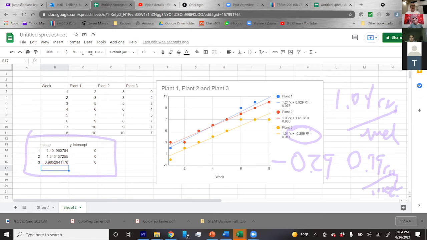So does anyone have any questions about how to do that? I sort of went through that rather quickly, because everyone's just sort of staring slack-jawed at how to do this. Has anyone used Google Sheets before?